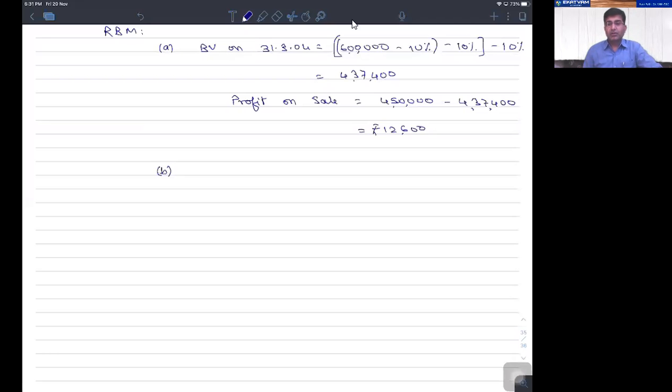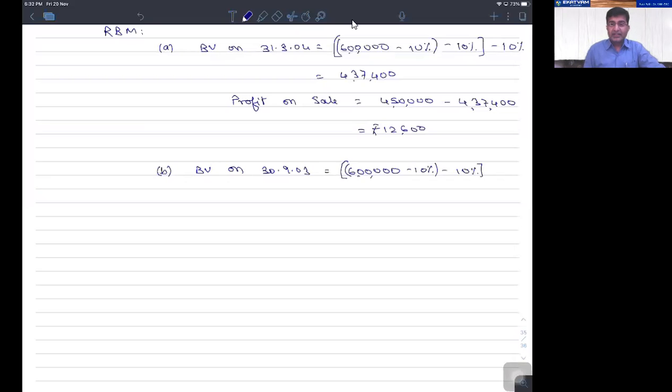Harsh, your answer is wrong because the last year it is 6 months and not for the full year. Book value on 30th September 2003 will be equal to 6 lakh less 10% for the first year. For the next year, it is less 10% again.